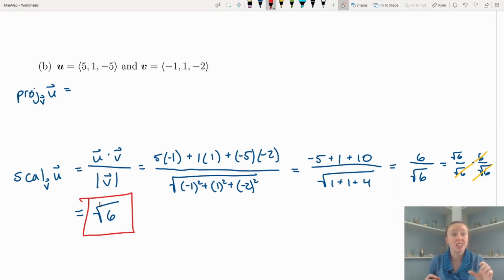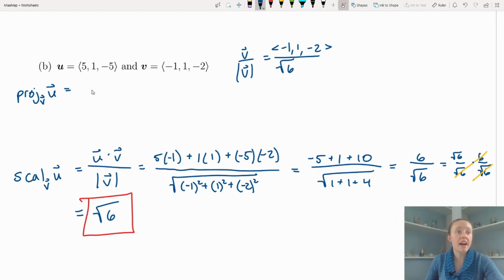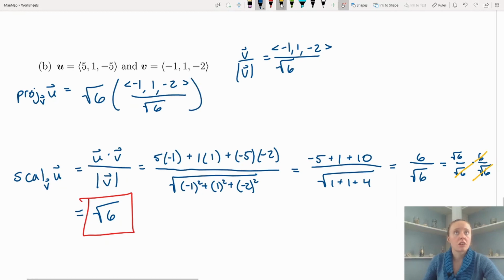So in order to find what that projection vector actually is, I'm just going to take my scalar and multiply it by my unit vector of v. So finding that unit vector, that's going to be v over the magnitude of v, which we've already calculated below. That was in the denominator of our scalar, so that's the square root of 6. And my vector v is negative 1, 1, negative 2. So if I'm taking that and multiplying it by my scalar, that's going to be the square root of 6, my scalar, times negative 1, 1, negative 2, divided by the square root of 6. Which, look again, I have more things canceling out. So my projection of u onto v is just going to be negative 1, 1, negative 2.